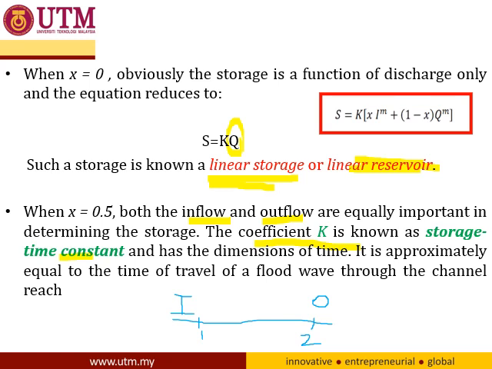Okay, so for K, it is the time of travel of a flood wave through the channel reach. So if there is this hydrograph here, and once it reaches point 2, what is the time? By definition, that is what K means. What is the time it takes to travel from point 1 to point 2?